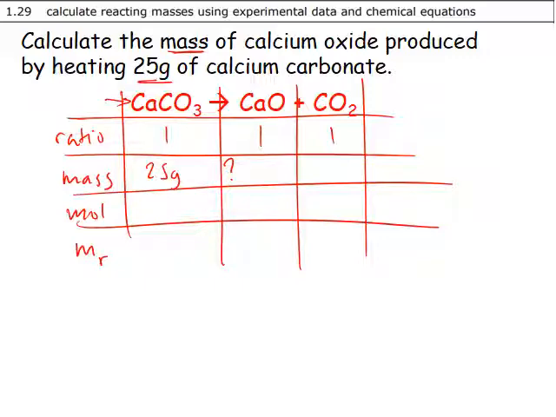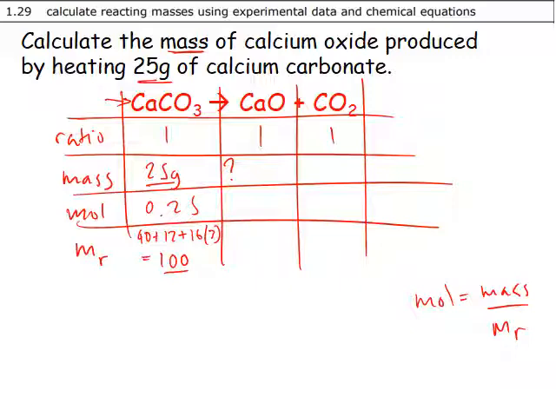Looking in the periodic table, calcium's mass number is 40, plus carbon, which is 12, plus oxygen, which is 16, but times this by 3. If we add all of this together, we get 100. So we've got the MR and we've got the mass. Now to work out the moles, if we look at our equation, which you should know out of your head, moles equals mass over MR. We just do mass divided by MR, which is 25 divided by 100, which equals 0.25.